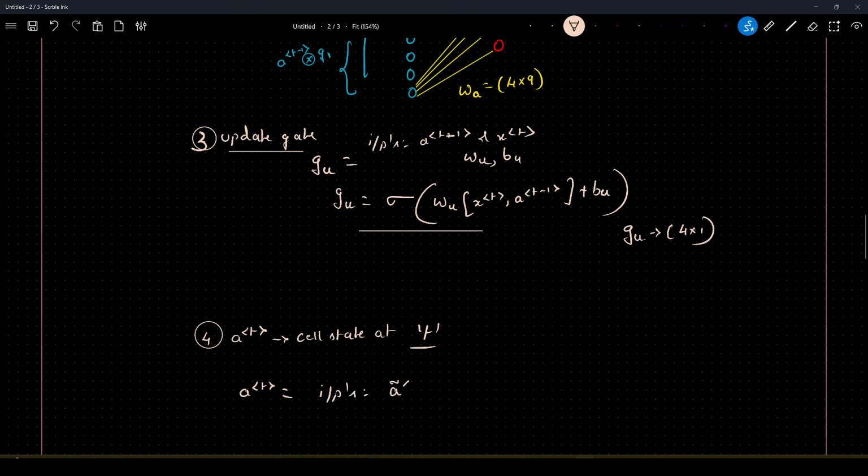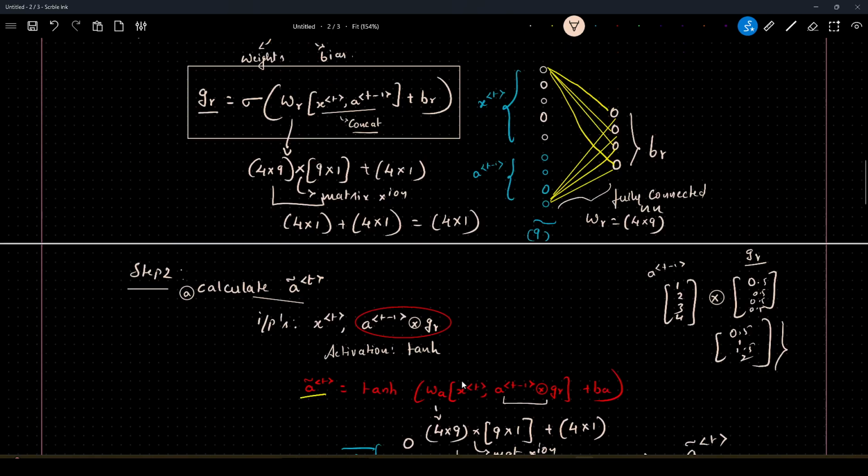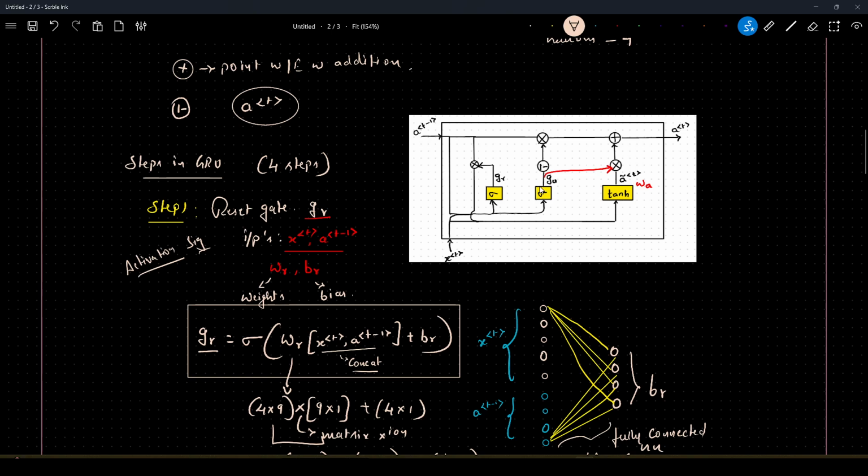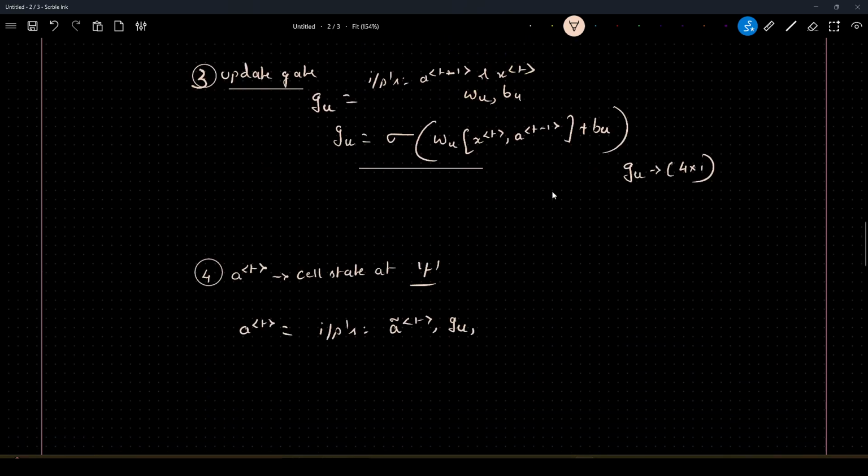It is A bar T, GU, right. First, these two are the inputs, A bar T, GU, and then we are getting A T minus 1, doing pointwise multiplication with 1 minus GU, right. So, let me just write A T minus 1, that funny symbol 1 minus, and also GU. So, these are our inputs to calculate AT.